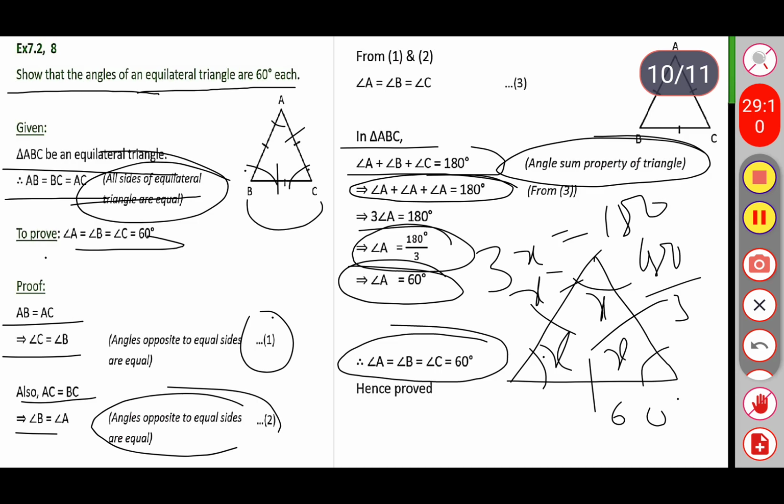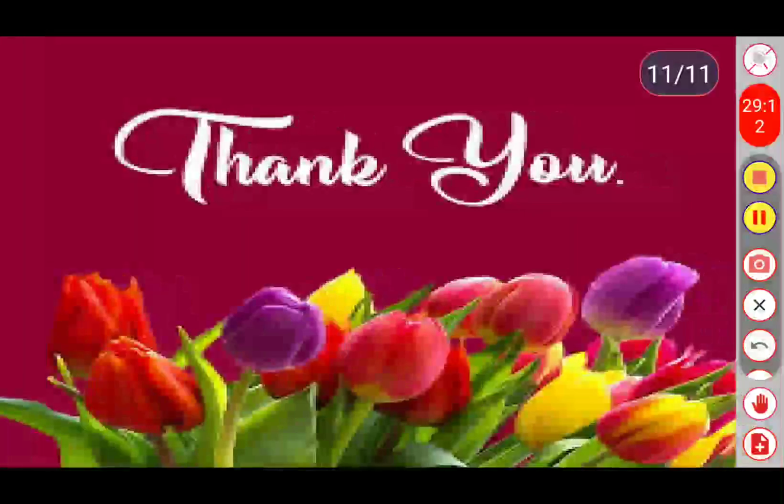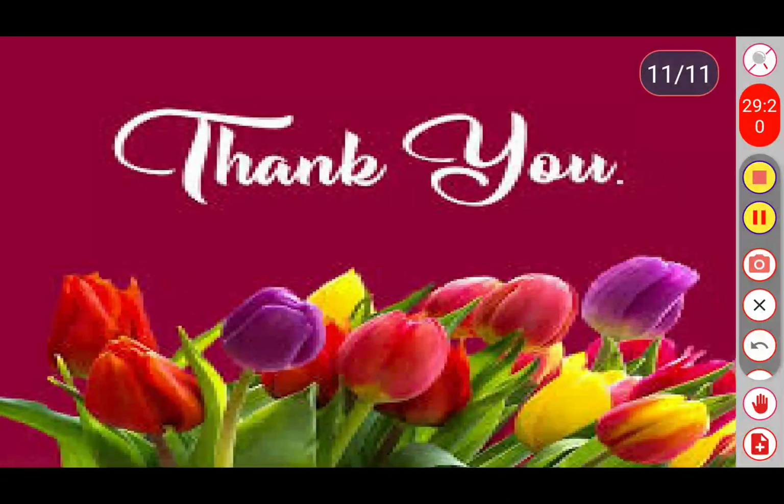Okay, so these are the second exercise solutions. In the next class we will discuss the next exercise.